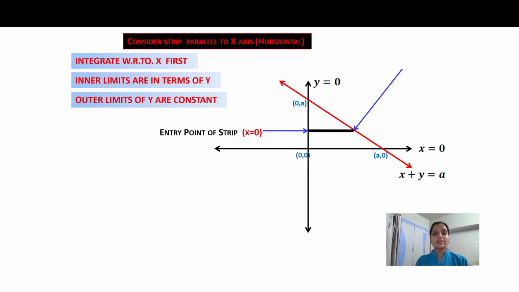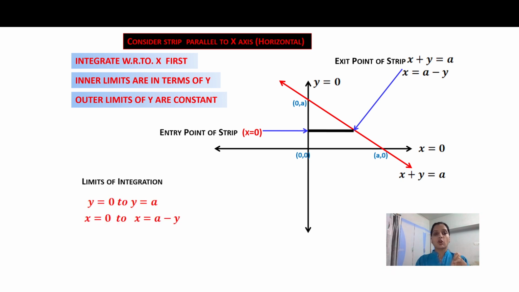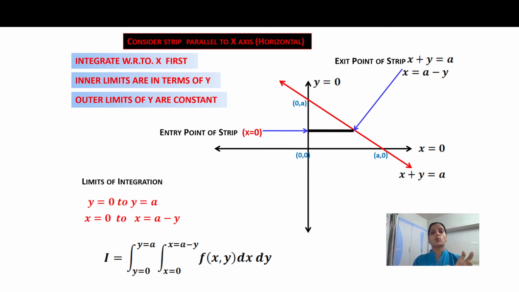Entry point in the sense that becomes my lower limit and the right hand side becomes my upper limit. Okay, and then the inner limits will be in terms of x, that is 0 to a minus y, and outer limits will be 0 to a. So this is a rough idea. I have taken one sum where I have given you a rough idea, taking the same region, taking both the strips, the vertical strip as well as horizontal strip. So this is what we covered in the last lecture.